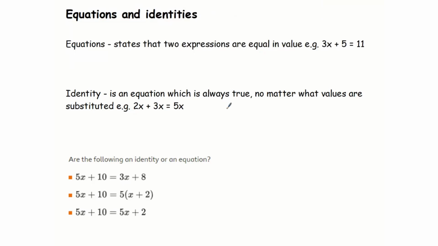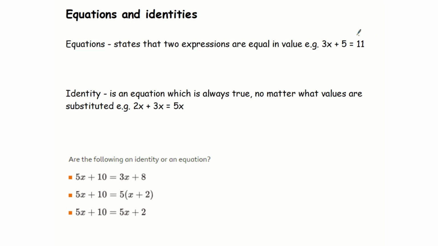Okay, so we're going to start off looking at equations and identities, and we're going to try and understand what the difference between the two is. So an equation states that two expressions are equal in value. So if we have a look here, I know that 3x add 5 is equal to 11. So this is an equation, which means we can then go on and solve it.